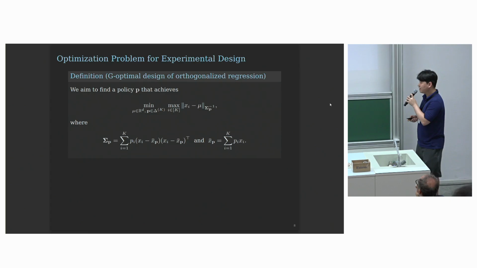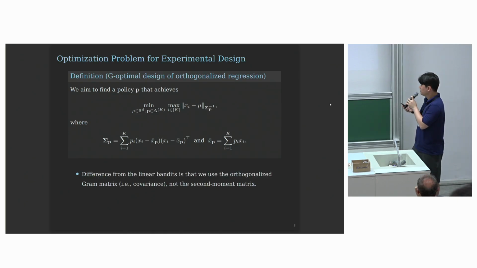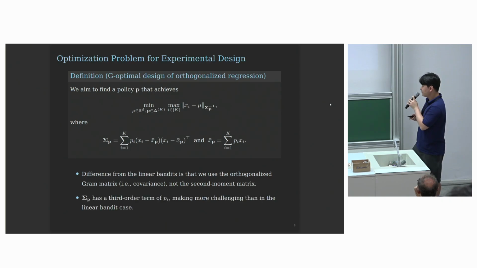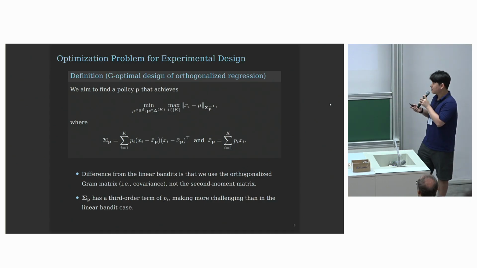First, I'm going to present our optimization problem. It is related to the G-optimal design of orthogonalized regression. We aim to minimize this error among the whole arms, but again, we need to choose mu, and the matrix inverse term is the covariance of the policy, not the second moment. So this is different from the linear bandit case, and since sigma p involves a third-order term of pi, it is more challenging than the linear bandit's G-optimal design optimization problem.